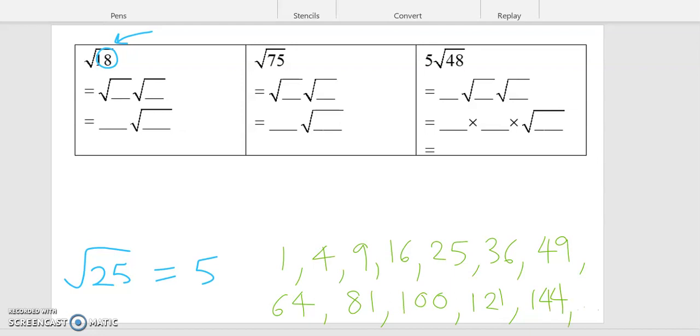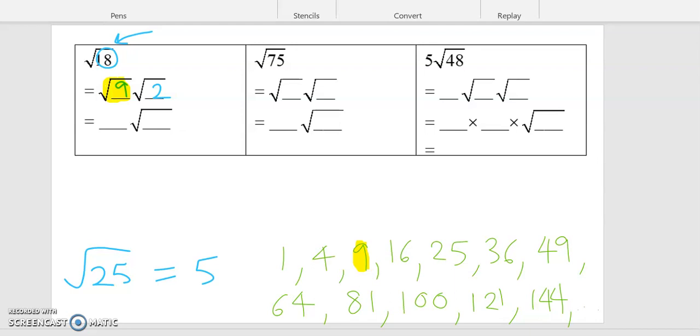So the number that goes into 18, well, that's 9. That's the biggest square number that goes into 18. So I'm going to write 18 as root 9. I know 18 is 9 times 2, so I'm going to break it into root 9 times root 2. So root 9 times root 2 is root 18. I've broken root 18 into two separate surds. You must always put the square number first.